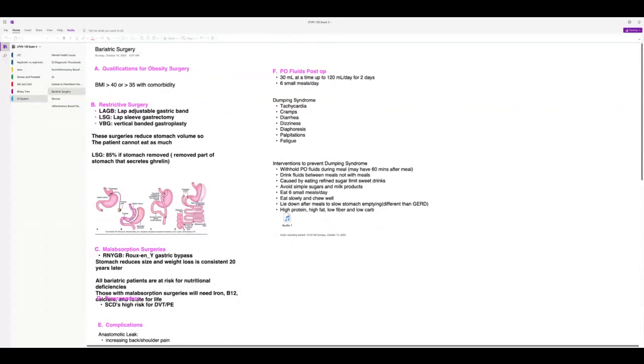Now with dumping syndrome, this is classic, ATI loves dumping syndrome. The signs and symptoms are tachycardia, again, the body's under stress. They get dizziness, diaphoresis, and it happens after eating.